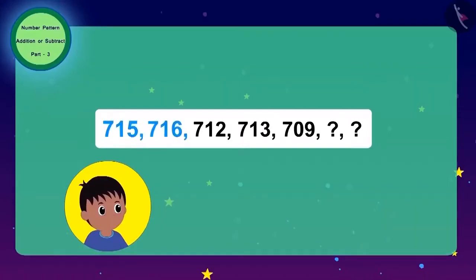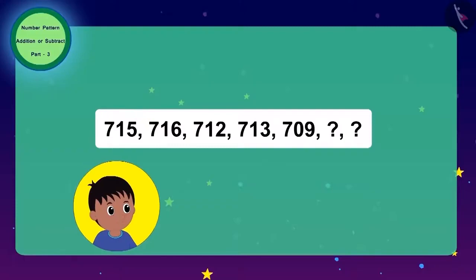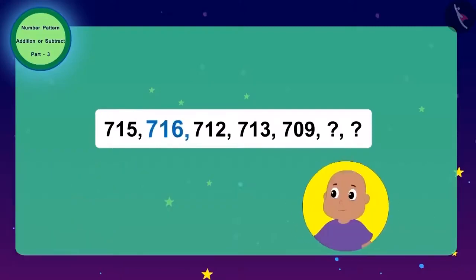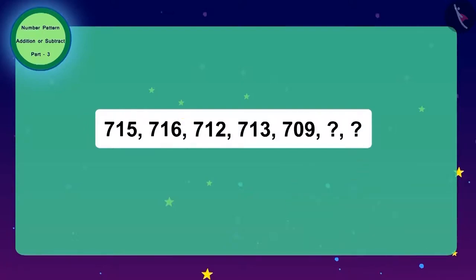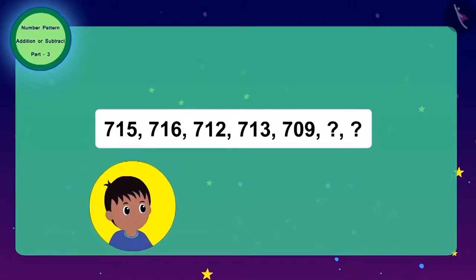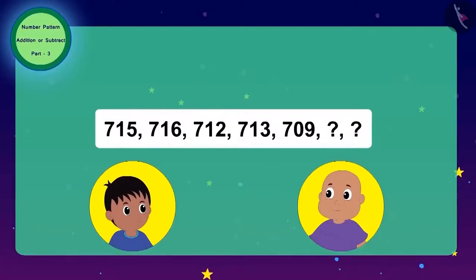Raju saw the first two numbers of the code and he felt that in this pattern of the code, 1 is added to get the next number. But Bablu looked at the second and third number of the pattern and he felt that we can get the next number by subtracting 4 from the previous number. What do you think? Whose answer is correct? Raju's or Bablu's? Come, let's find the answer to this code with Raju and Bablu.